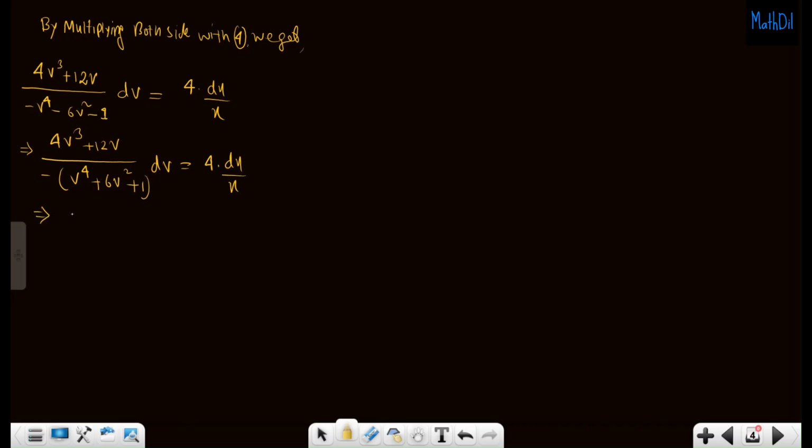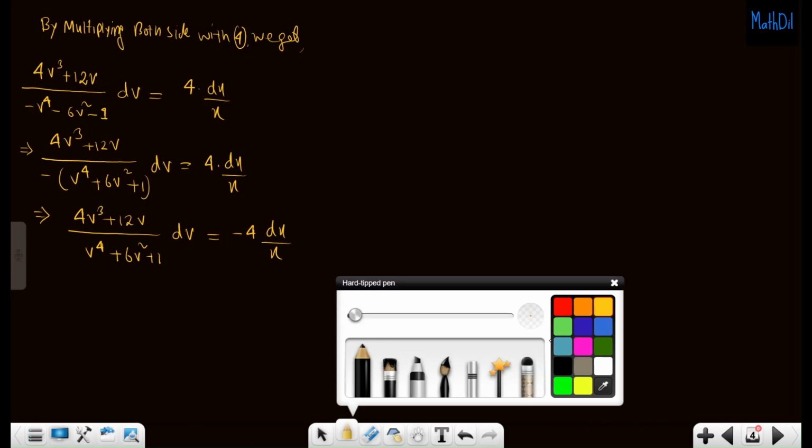And students, see, okay, for our understanding, multiply both sides with minus, right? So you will be able to understand the integration easily. There will be no confusion. Okay, plus 1 dv will be equal to minus 4 dx upon x, right? So see, now write integrating both sides.